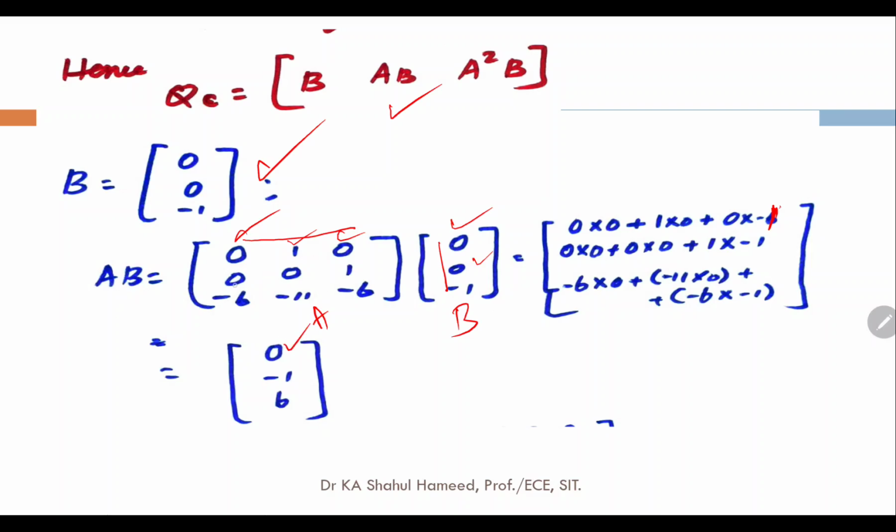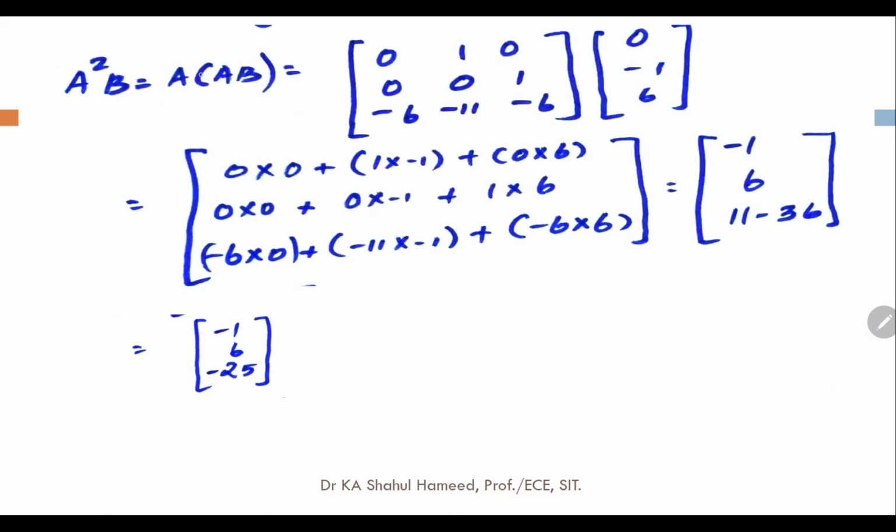The second is 0, 0, 1, so 0, 0, 1 multiplied by the 0, 0, 1. We get the answer minus 1. And the third row: minus 6 into 0 plus minus 11 into 0 plus minus 6 into minus 1. So we get 6. So this is AB. Then we have to find out A square B.